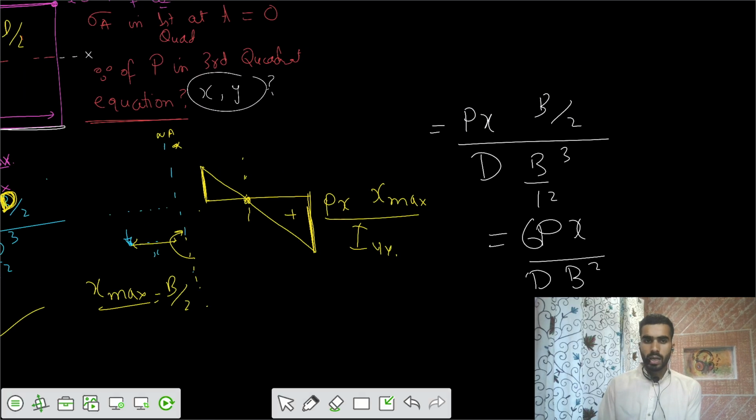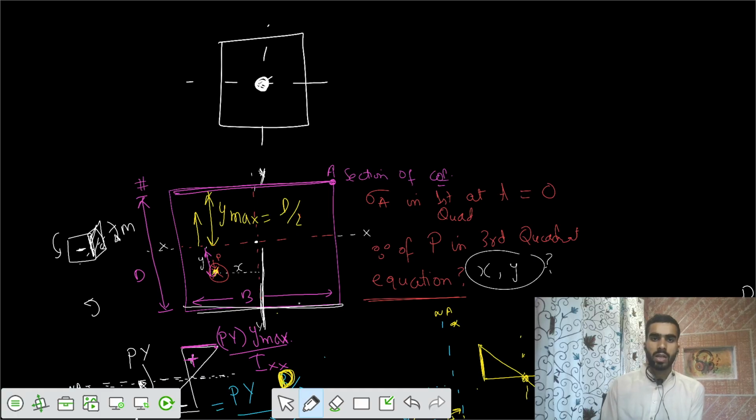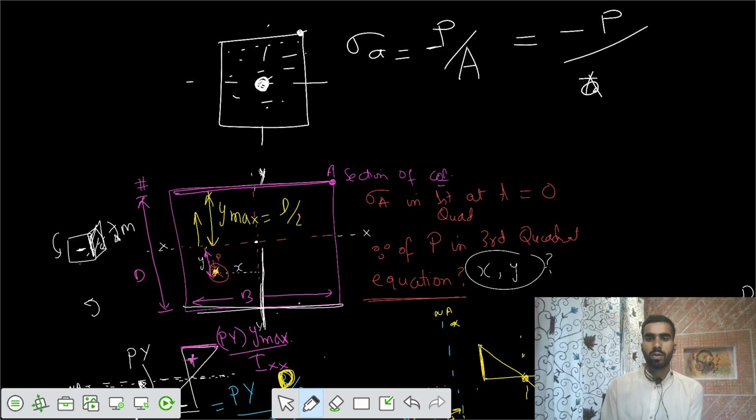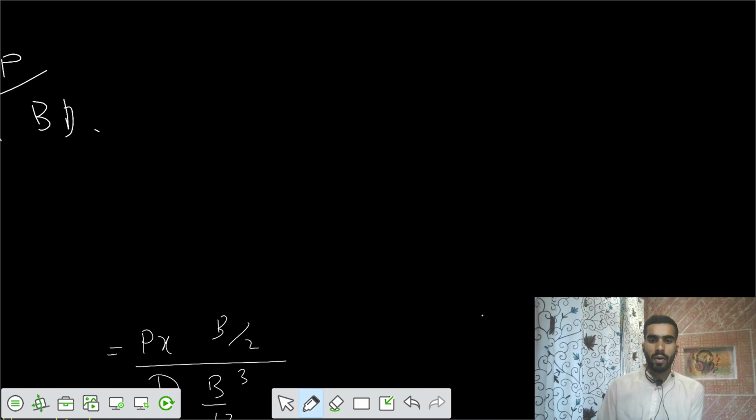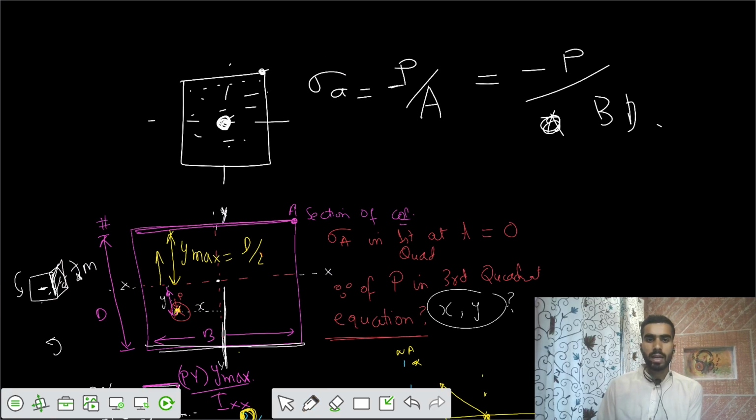And the third one we can take is the direct axial, if the load was directly on the centroidal point. Then you would have a uniform stress at each and every point, sigma axial equals P by A, which is compressive, so minus P by b d. So finally the condition I have to satisfy is that the stress at corner A should be equal to 0.